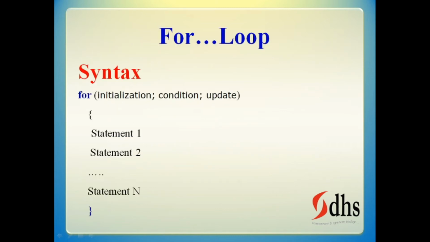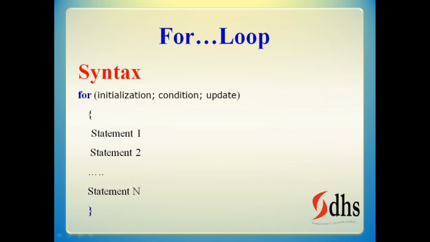The syntax of the for loop has three things: initialization, condition, update. In my previous session I taught you about the while loop. In that while loop we printed the 10 numbers. We initialize c equal to 1, that is called initialization. The condition is c is less than or equal to 10. Then each time we increment by 1, c equal to c plus 1, that is called update.